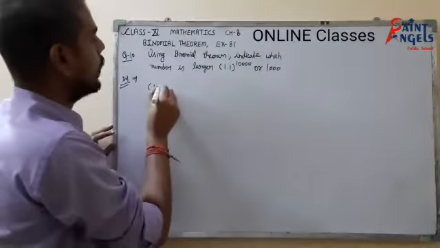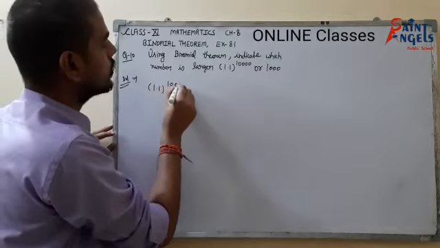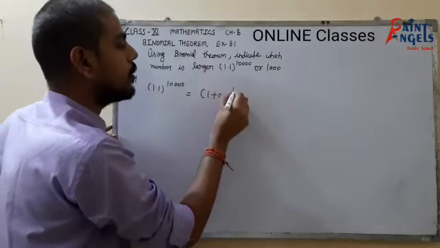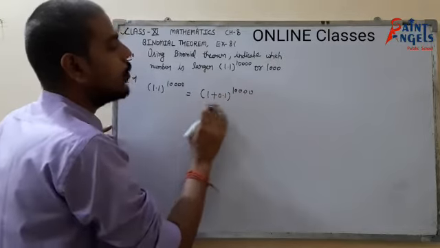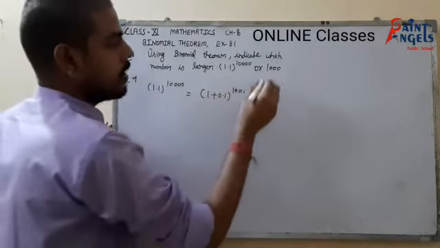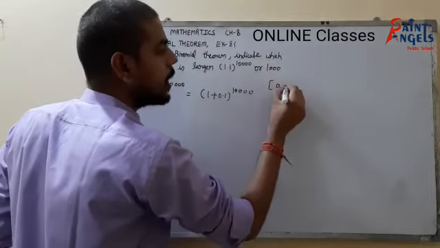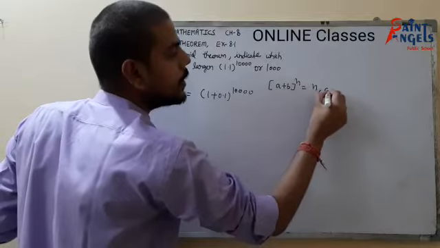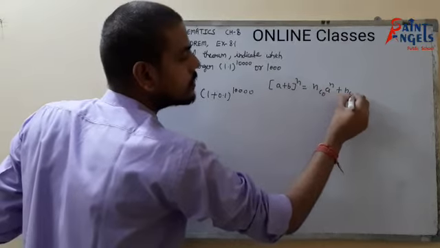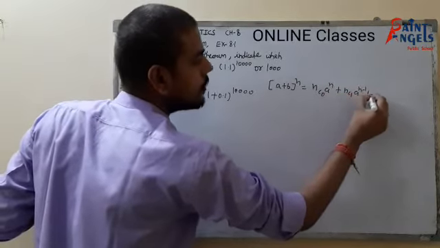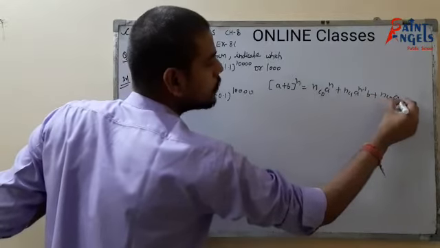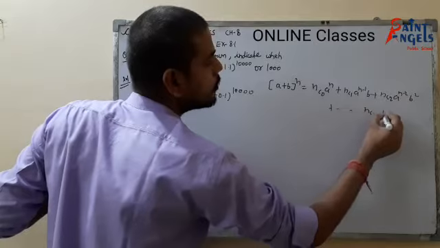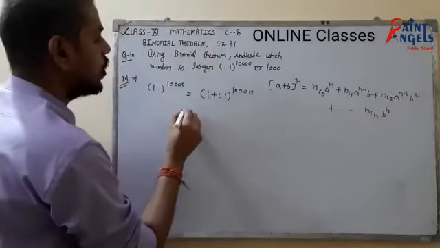So 1.1 to the power 10,000. Can I write it like (1 + 0.1) to the power 10,000? Okay. Now open the binomial expansion. If you don't remember, I'm writing it over here to help you out. That is nC0 a^n + nC1 a^(n-1) b + nC2 a^(n-2) b^2 + up to nCn b^n. Okay, so now open it.